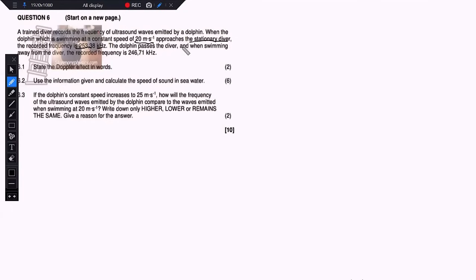The dolphin passes the diver, and when swimming away from the diver, the recorded frequency is 246.71 kilohertz, right? Again, not in the desired SI unit. Then 6.1 says state the Doppler effect in words.